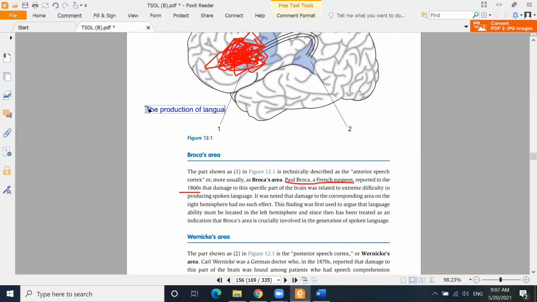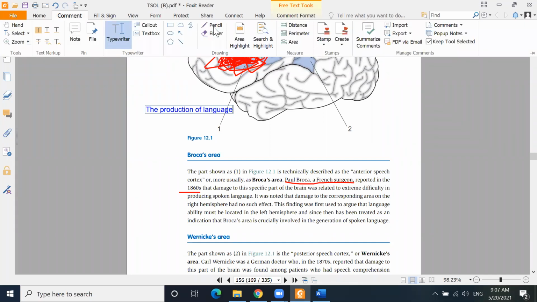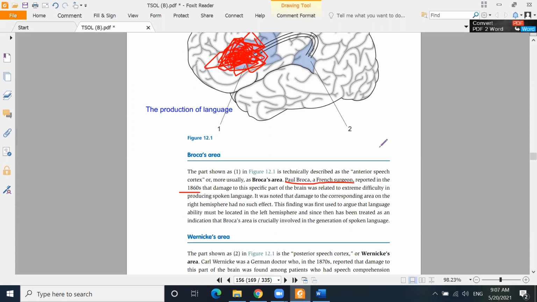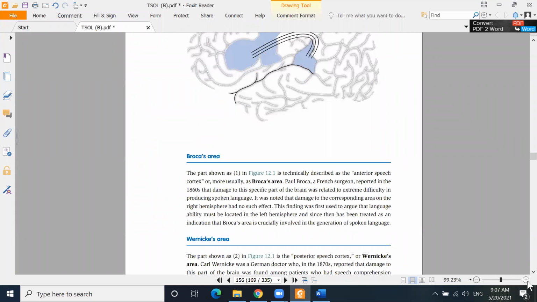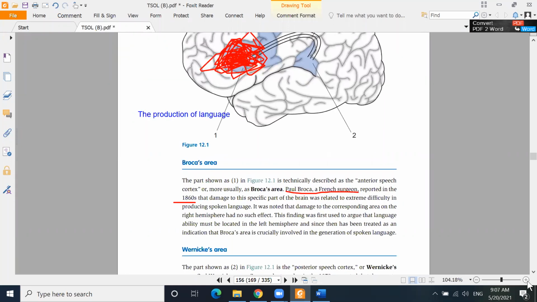The production of language, right? So Paul Broca was diagnosing the brain of a patient, and he came to know that there was damage in this part of the brain of that patient, and he discovered one more thing. It was that the patient could not speak properly, like there was some disorder in the production of his speech, right? So Paul Broca reached the conclusion that this Broca's area is responsible for the production of speech, right?